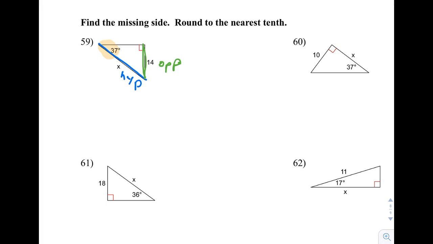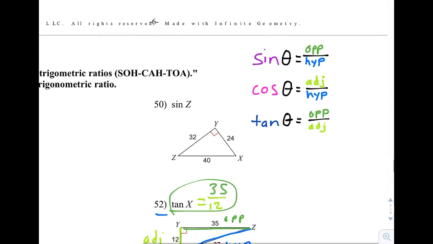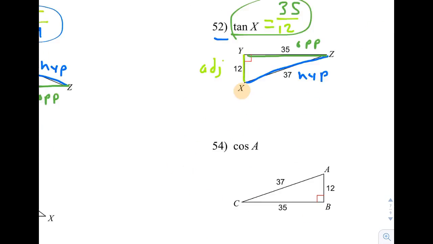I need to figure out which of my sine, cosine, or tangent ratios are going to work. I'm going to go back up to the notes we took earlier, and opposite and hypotenuse are used in this one right here, the sine function. So sine is the one I'm going to use in this example.